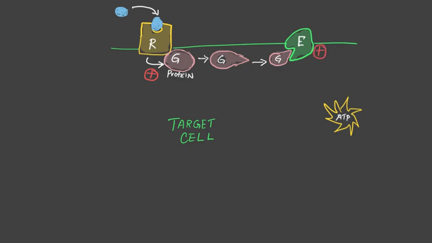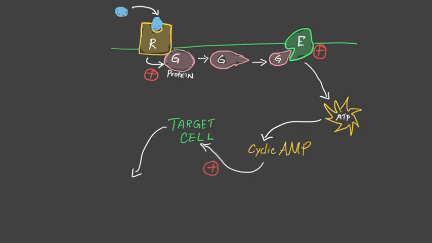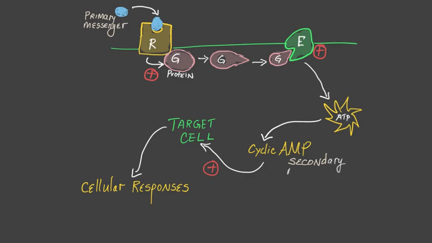The activated enzyme now is able to activate ATP, adenosine triphosphate, and convert it to cyclic AMP, which is adenosine monophosphate. Cyclic AMP is a very important molecule which acts directly on the DNA of the target cell. The target cell can now respond. So here we have it. The hormone is the primary messenger because it's carrying the message from the endocrine gland. It cannot enter the cell, so it makes use of a secondary messenger, which is cyclic AMP.